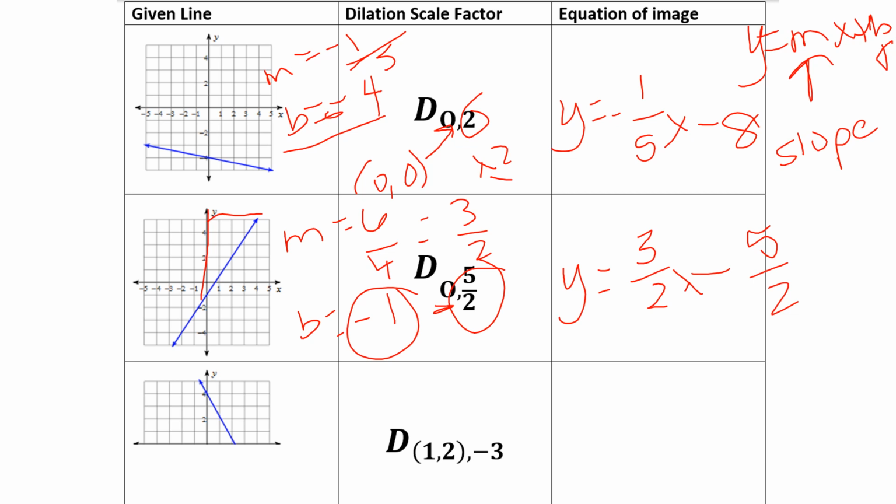Now, in the last one, you'll notice that the center of dilation, which is cut off on my picture here, is on the line. So when that happens, you simply rewrite everything the same. So your y-intercept will stay at +4 because the center of dilation is on the line. If you graph 1, 2, it's on that line. And then the slope is -2 over 1. So -2 over 1x. You just write the equation of the existing line.